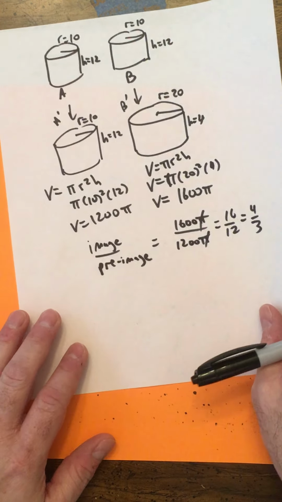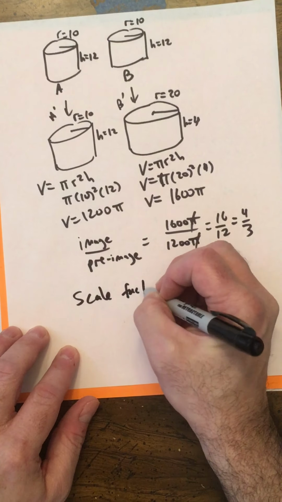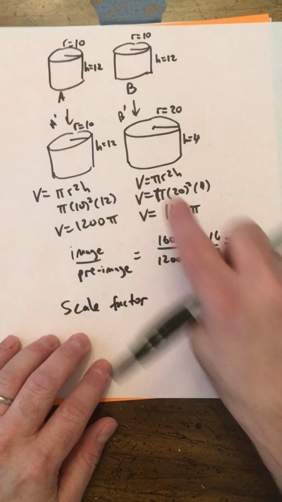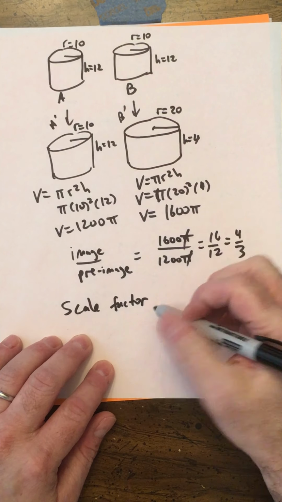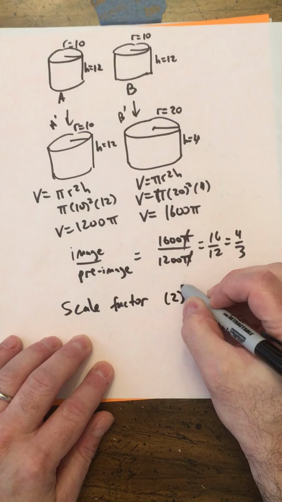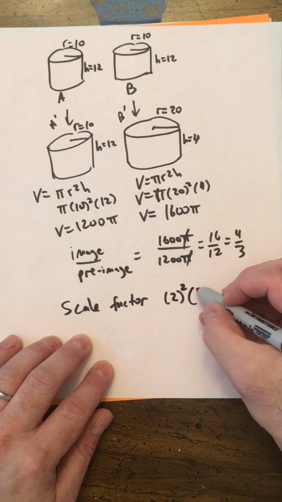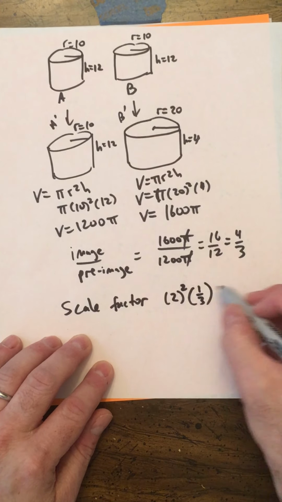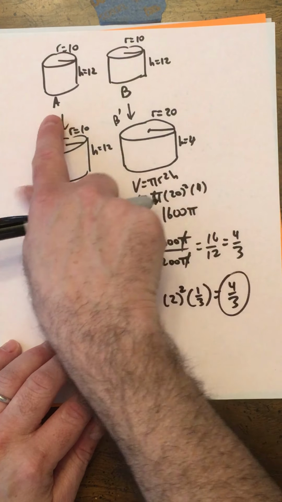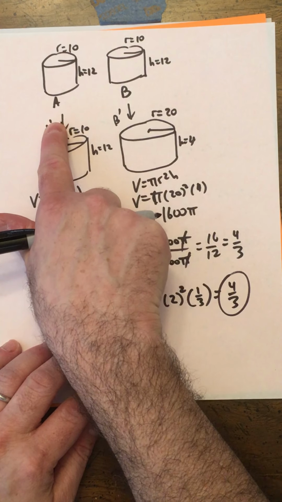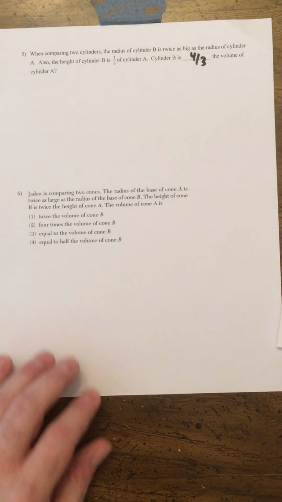All right, so let me just see if there's anything else. Oh yeah, let me just show you the scale factor way. We knew that the radius was doubled, but the radius is like 2 dimensions. So the radius was doubled, but we have to square that because it's like 2 dimensions. The height, which is like a single dimension, was multiplied by 1/3. This becomes 4/3. Therefore, we should know that the scale factor on A should be 4/3 to get the volume of B. Just saying.